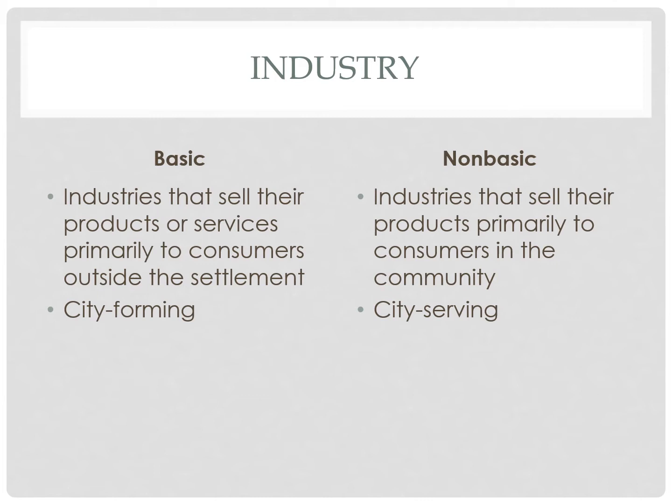First thing that we have to talk about, and this is review at this point, is basic and non-basic industries and their relationship to cities. So we start out with basic industries, which again are industries that sell their products or services primarily to consumers outside of the settlement. Okay, for example, steel in Pittsburgh, automobiles in Detroit, technology in Silicon Valley. For Las Vegas, we're mainly talking about tourism, entertainment, that kind of thing is our basic industry.